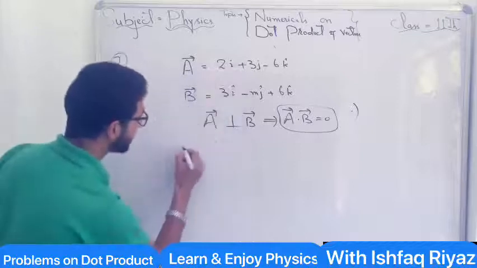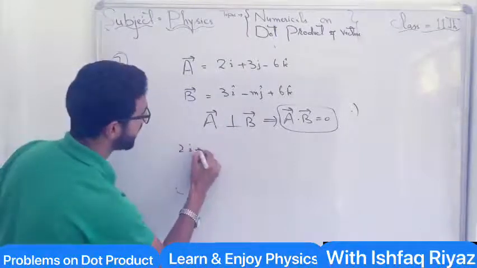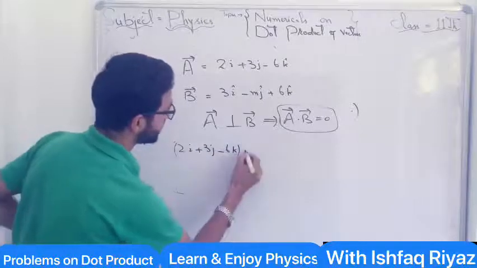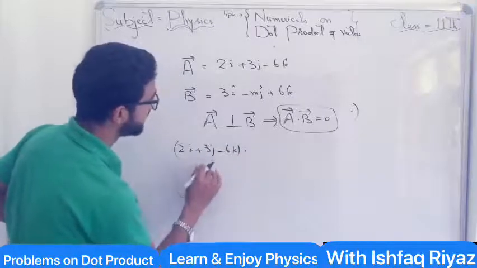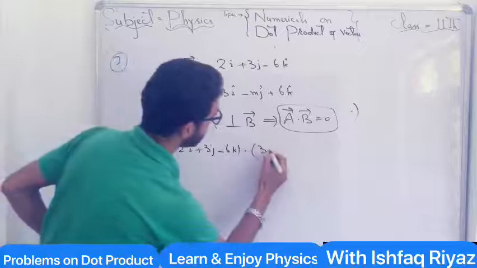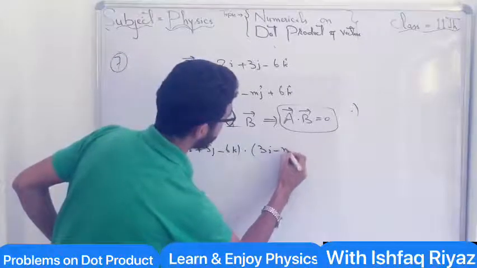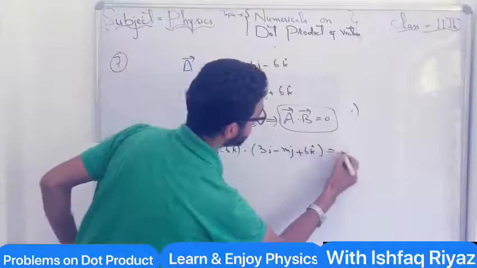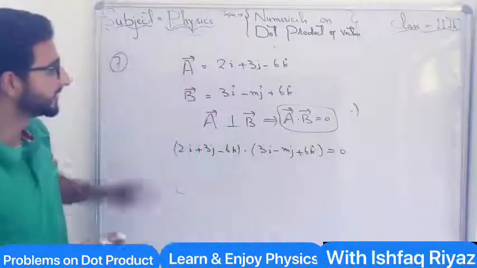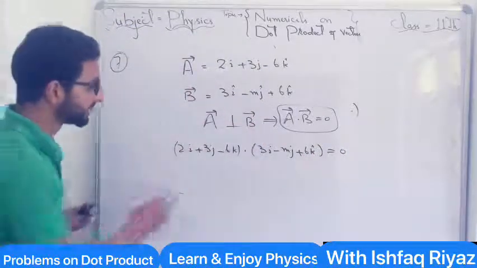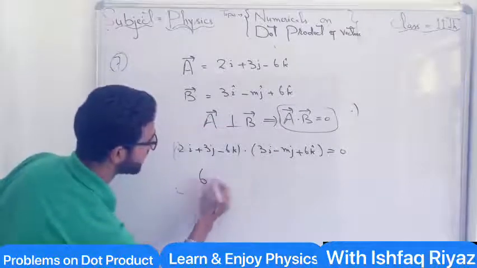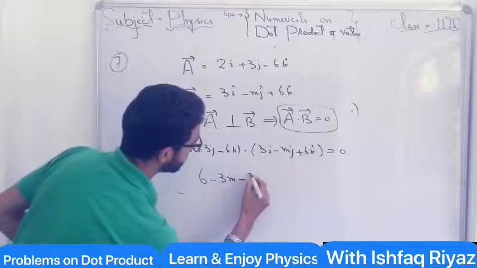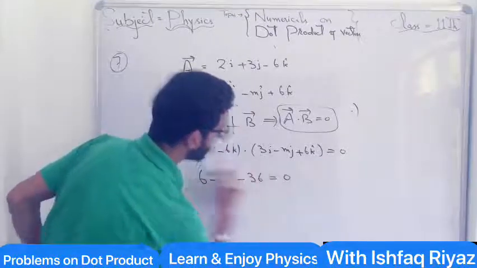So this is 2i plus 3j minus 6k. The dot product of this vector A with B, that is 3i minus mj plus 6k, should be equal to 0 if A is perpendicular to B. So this is 2 into 3, that is 6, plus minus is minus, this is 3m, minus plus is minus, this is 36, it should be equal to 0.